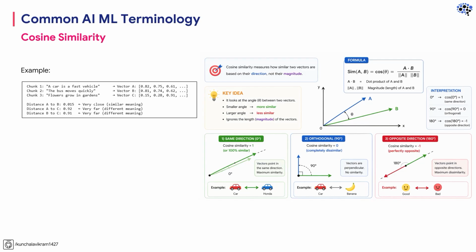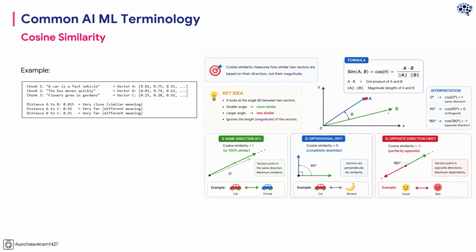Now how do we know that two vectors, or two points in vector space, are close to each other or similar? We use a technique known as cosine similarity. It finds the angle between two vectors, not the magnitude, only the direction. So we find the cosine of the angle between these two vectors.